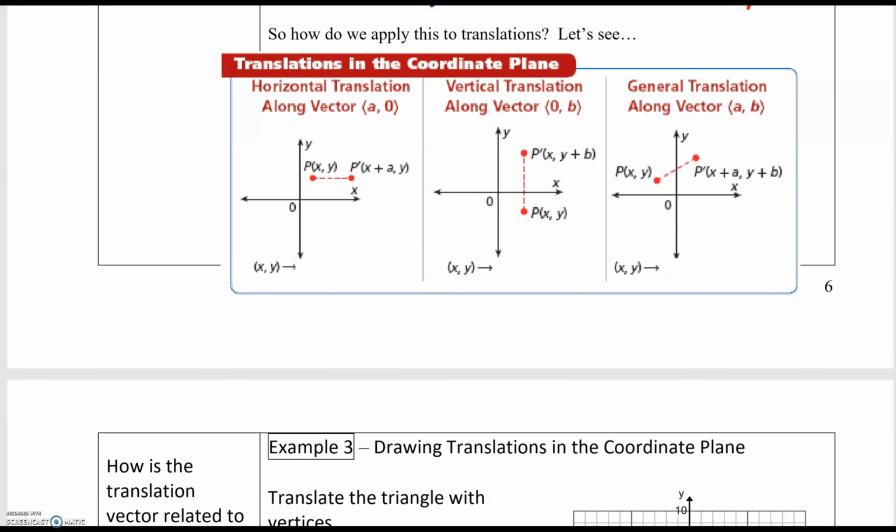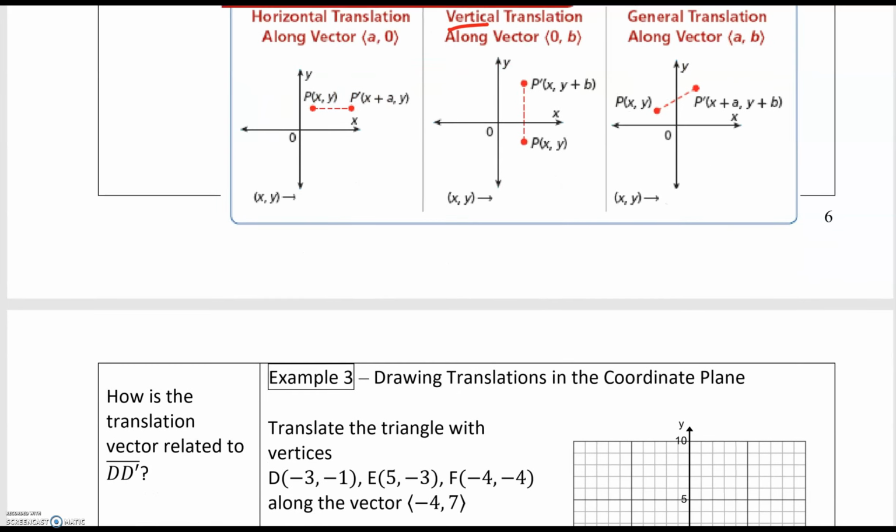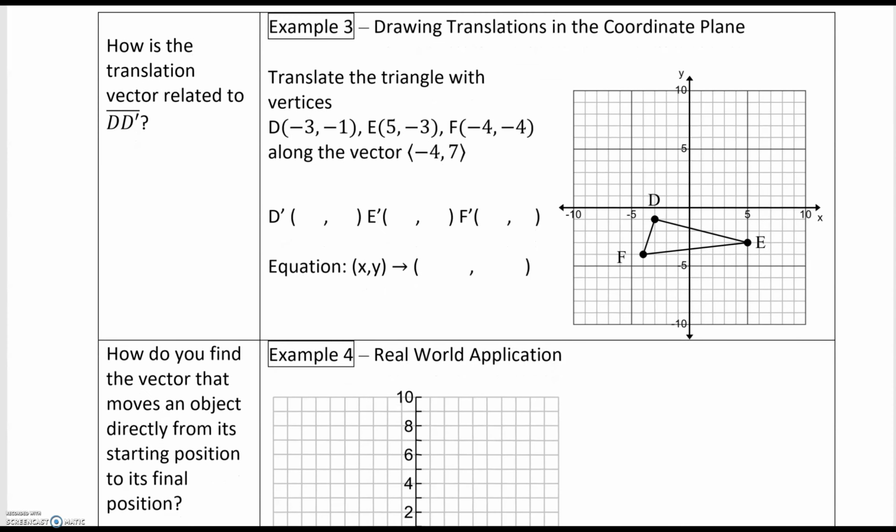So let's take a look and see if we are adding something to the first X value there, that is going to move it left or right. So horizontal, we're adding to our A. If we are moving something vertically up or down, we're adding it to the B. And if we're moving it left and right and up and down, then we're adding something to both, kind of our X and Y coordinate in a sense. So let's take a look here.